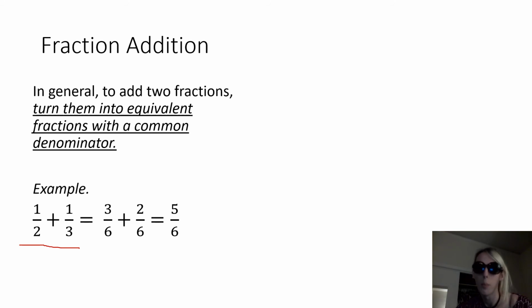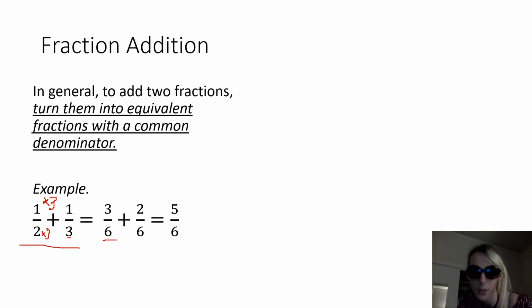Well, we change them into equivalent fractions with a common denominator. And so this is using the method from last time. If you're given two fractions, you can always just multiply one by the denominator of the other. So 1/2, for example, we'll multiply top and bottom by the denominator of the other fraction, which is 3 in this case, right? So 1 times 3 is 3. 2 times 3 is 6.